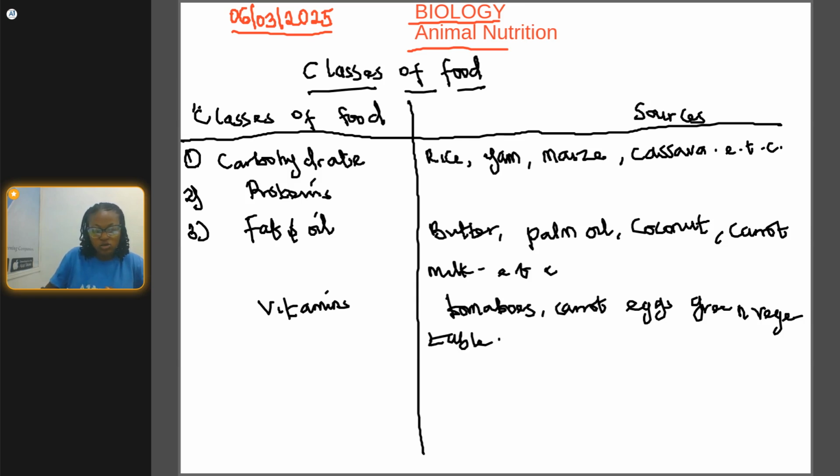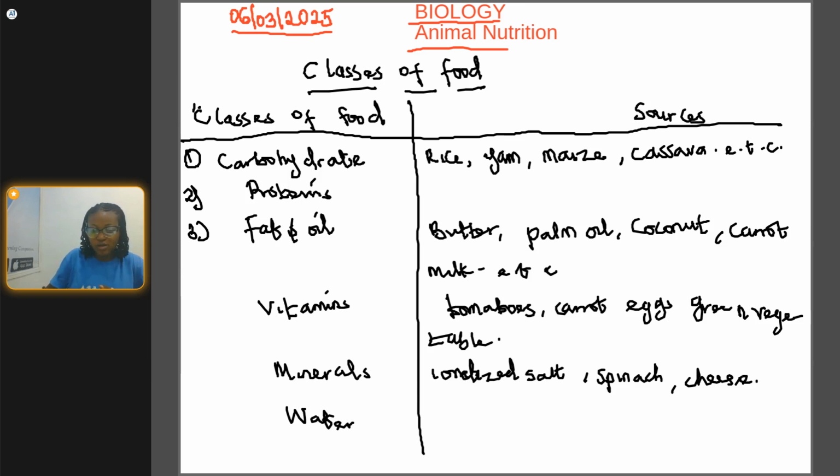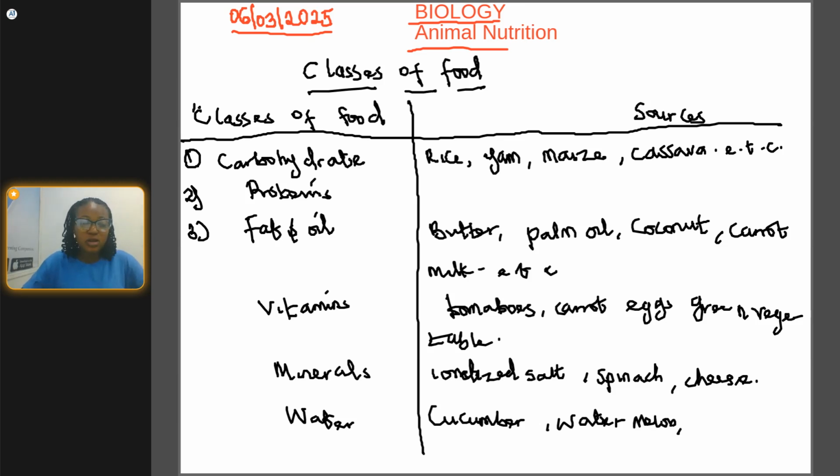Etc. Okay, so then we have minerals. Under minerals, what are the examples? You have your salt, you have your iodized salt, you have your spinach, you have your cheese. These are examples of minerals. Then under water, you have your cucumber, you have your watermelon, and you have beverages. All right, so all these are classes of food that we have.